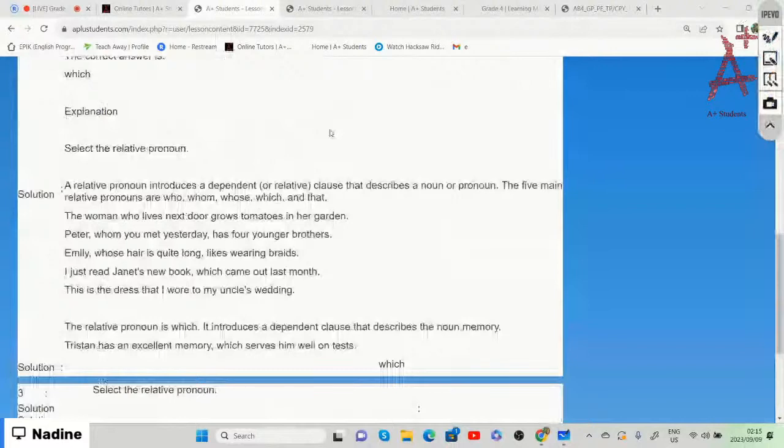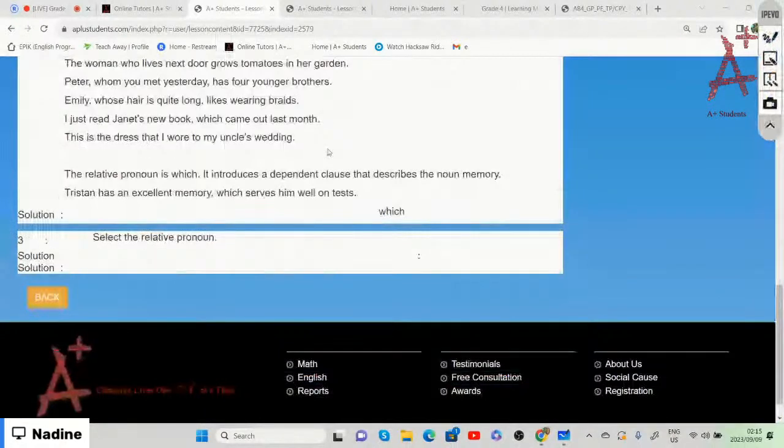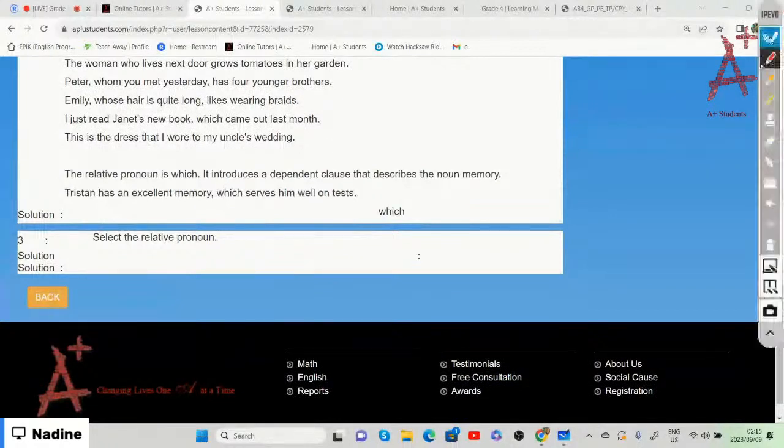Tristan has an excellent memory, which serves him well on tests. So which serves him well on tests. So if he's got an excellent memory, then it definitely serves him well on his tests. So which.